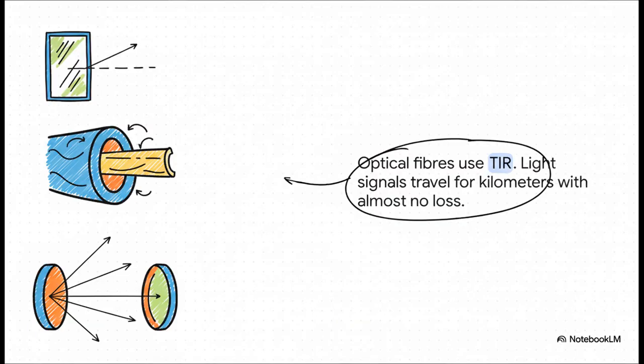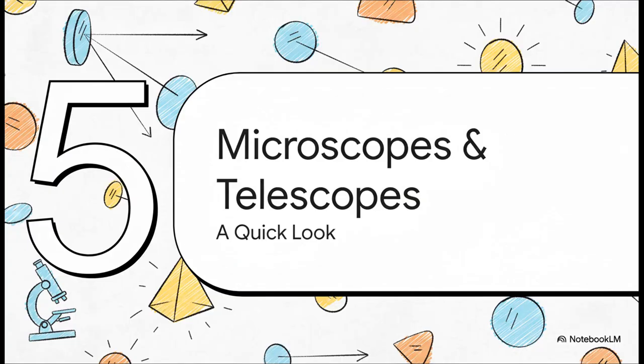And this is exactly how your internet reaches you. Inside those optical fiber cables, tiny pulses of light carrying all the data just keep bouncing off the walls, undergoing total internal reflection again and again and again. They can travel for kilometers with almost no loss of signal. How amazing is that? All right, let's finish up with a quick look at optical instruments.